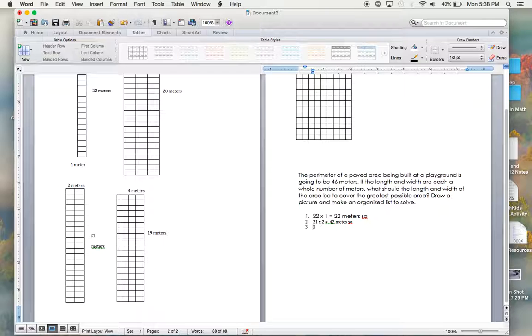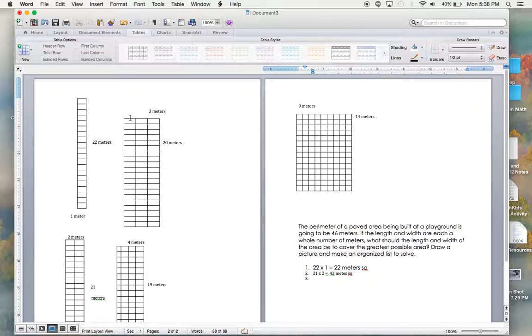So let's go to the next one that I drew. Oops, I'll take that away. The next one that I drew, I had 3 meters across and 20 meters down. If you add it all up, 20 plus 20 plus 3 plus 3 is going to be 46 for the perimeter. But for the area, I'm going to say 20 times 3, and that's going to equal 60 meters squared.